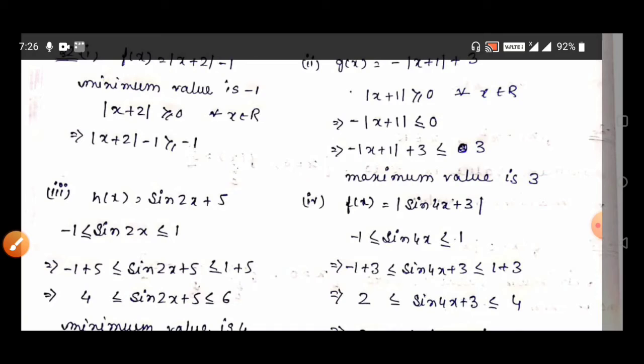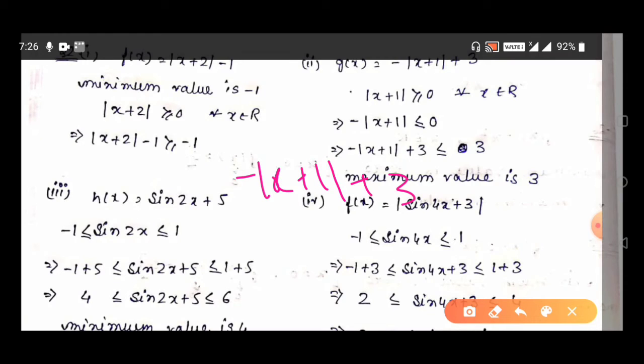For the next question, g(x) is equal to minus modulus x plus 1 plus 3. Now first of all we consider modulus x plus 1. Since it is a modulus, that means a positive quantity, so the value of this will be greater than or equal to 0. If we give this a negative sign, then it will become minus modulus x plus 1 less than or equal to 0, because the sign will be changed. If we add 3 to both the sides, then it will become minus modulus x plus 1 plus 3 is less than or equal to 3.